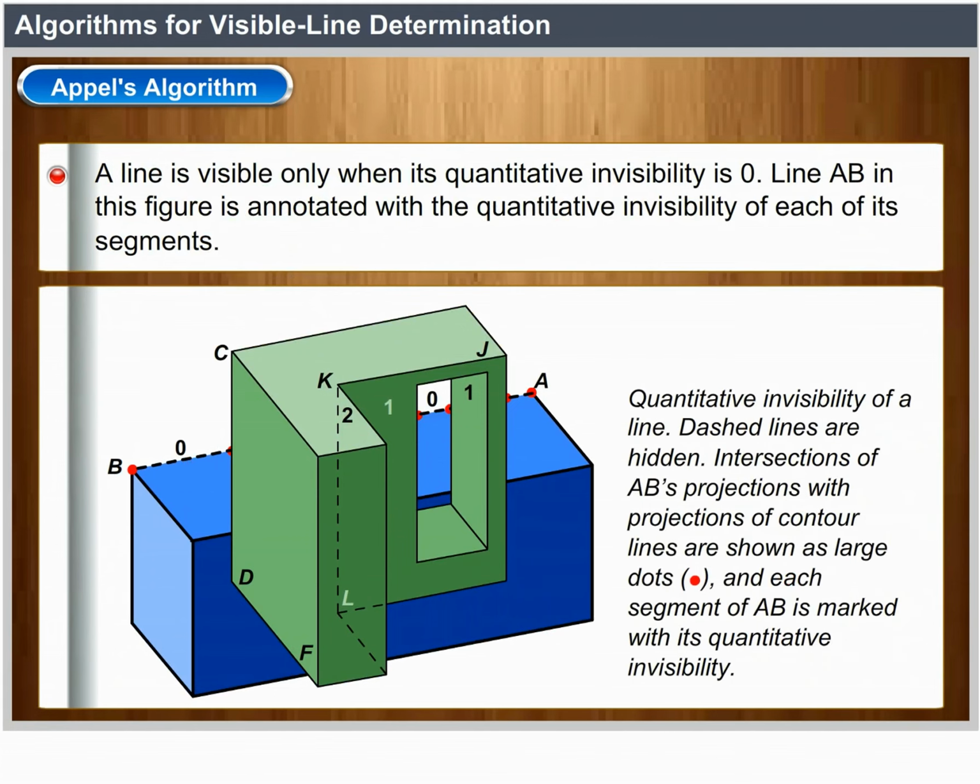Line AB in this figure is annotated with the quantitative invisibility of each of its segments. Figure shows quantitative invisibility of a line. Dashed lines are hidden. Intersections of AB's projection with projections of contour lines are shown as large dots, and each segment of AB is marked with its quantitative invisibility.